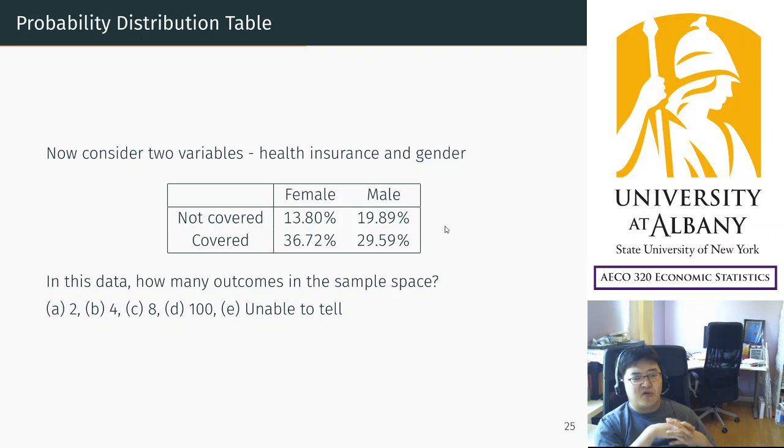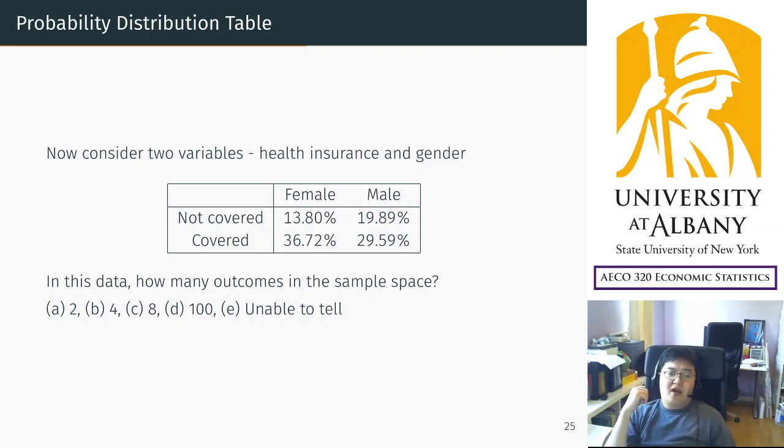Then, let's think about this data set. If you just restrict the data to only 2 variables, then how many outcomes are there in this sample space? From this table, how many outcomes do you see in the sample space? Try this.